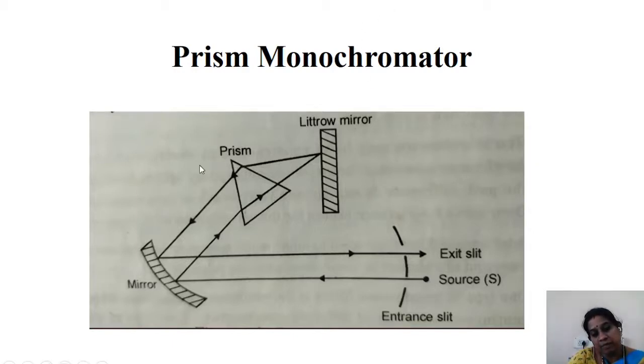And these prisms are made of either glass or quartz. The glass prisms are suitable for radiation especially in the visible range, whereas the quartz prism can be used for ultraviolet radiations also. So this is about a prism monochromator.